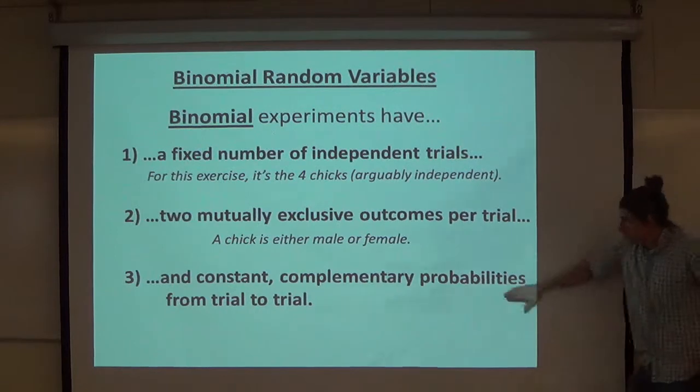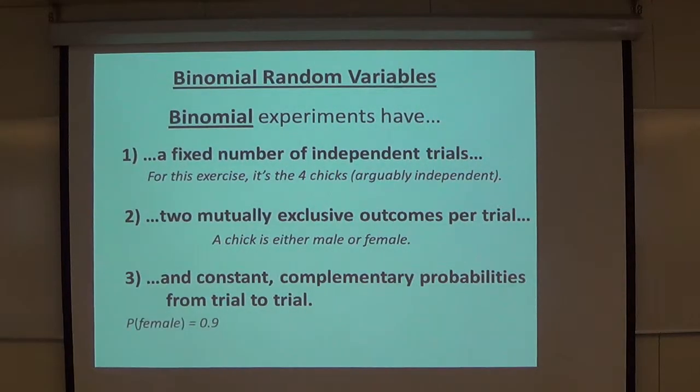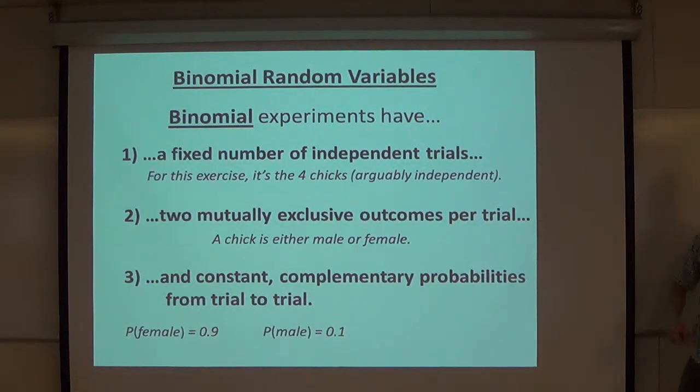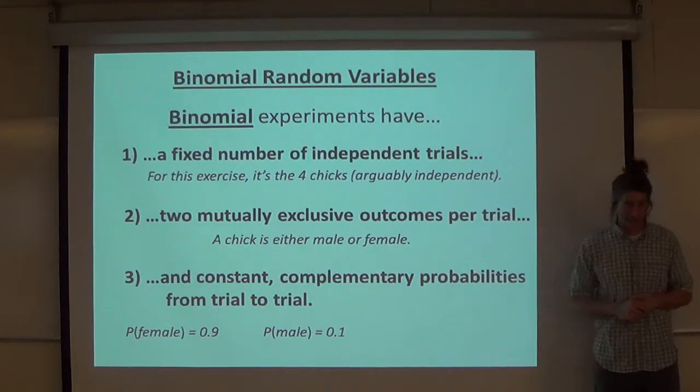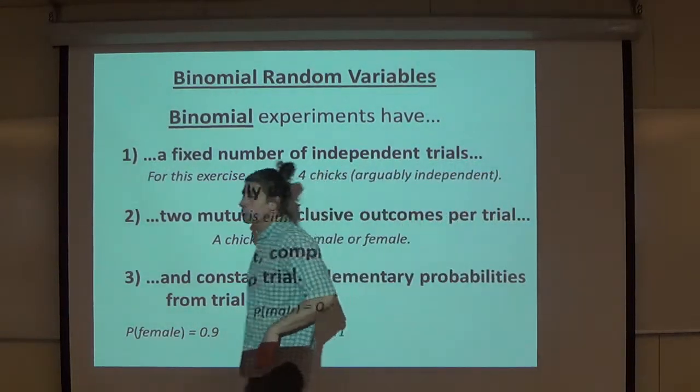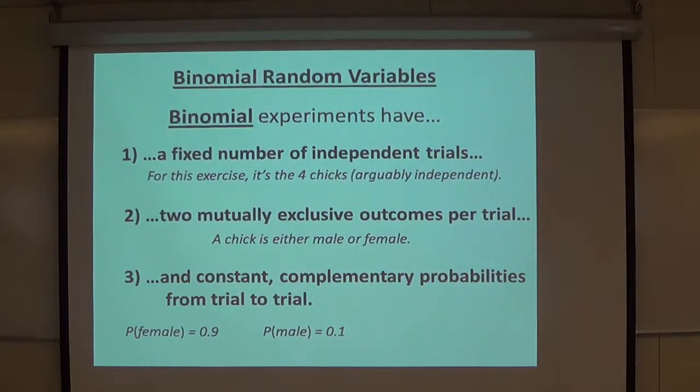And third, assuming that you can break it down to two mutually exclusive outcomes, you have to make sure, and this is pretty much what you were talking about, Pat, that those probabilities stay constant. And Carl was just mentioning this too. Those probabilities cannot vary. So for us, females 90%, male 10%, boom, that's it. That's it. They don't vary, because you're pulling these chicks from these large bins.